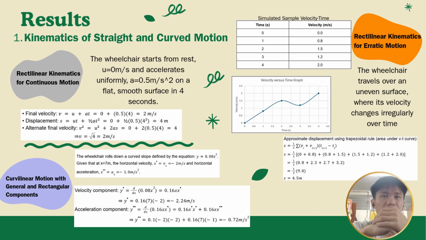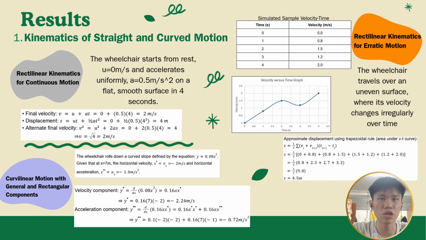For rectilinear kinematics for continuous motion, the wheelchair starts from rest with 0 initial velocity and accelerates uniformly with acceleration 0.5 on a flat, smooth surface in 4 seconds. And we got the result with final velocity 2 meters per second, displacement 4 meters, and alternate final velocity v equal to 2 meters per second.